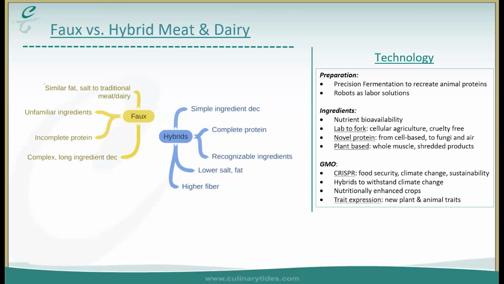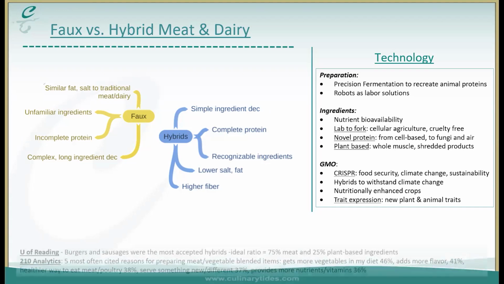Hybrids also set to withstand climate change. So these are seeds that are being developed. Nutritionally enhanced crops, like the classic is rice that is fortified naturally with vitamin A, again, through GMO technologies. And then trait expressions. So new plants, new animal traits being expressed through genetic modification. And don't forget too, there's also deletion technologies, right? So they're not adding genes, they're actually deleting certain genes within a product.